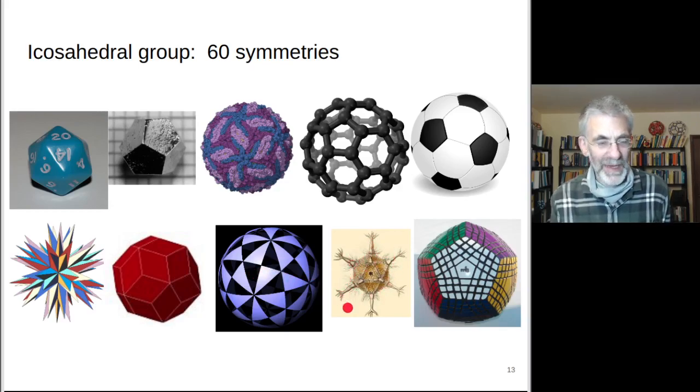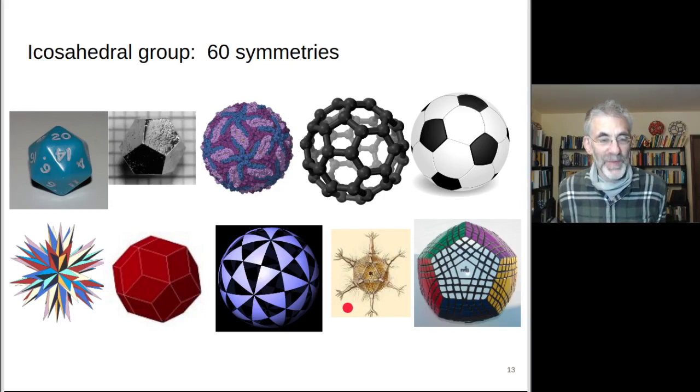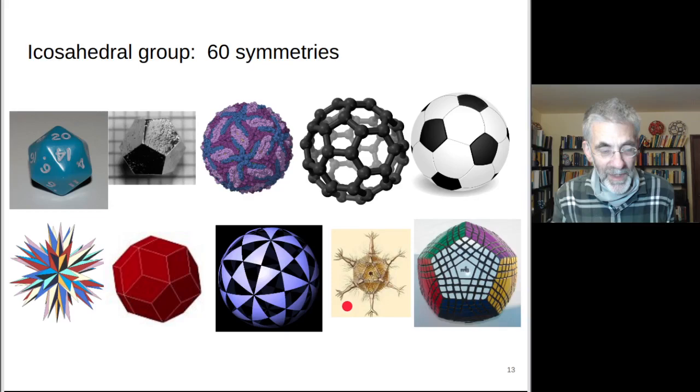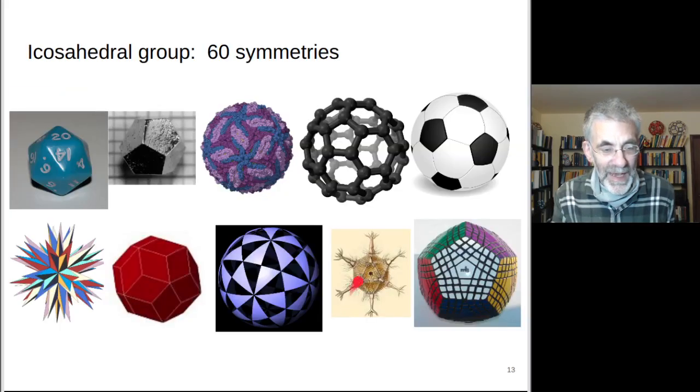And when I said that Galois was the first to discover the simple group of order 60, that's not really true, because they were discovered hundreds of millions of years ago by viruses and radiolarians. Radiolarians are these little animals that form these funny little skeletons.